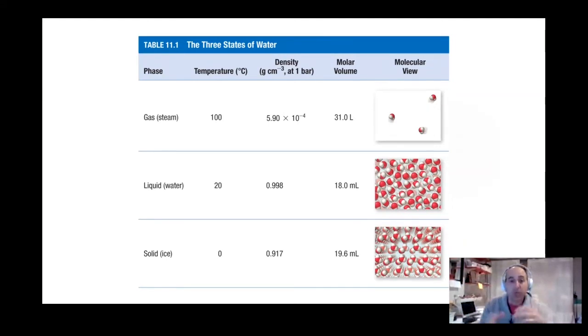You already know this intuitively because when you put ice in a drink, it floats, right? Or you know that when a lake freezes in the winter, there's ice on top.